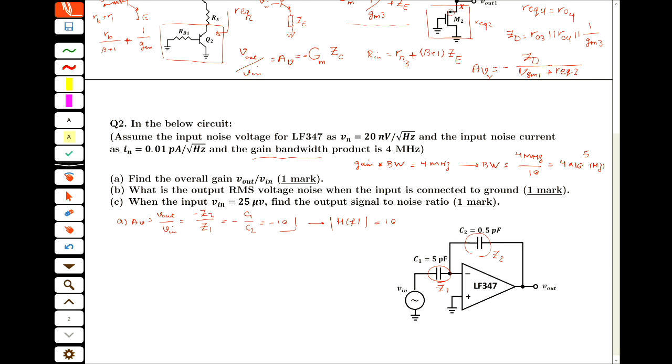This is the bandwidth of your system. To calculate the noise, we have two sources of noise. So we have a network. So this is our network. It has an input at this point. Some of you get the input at this point.